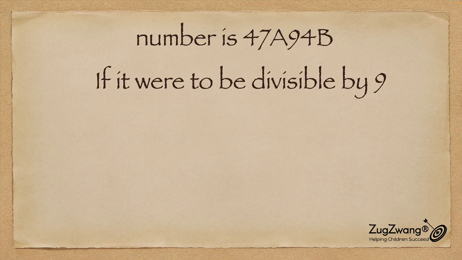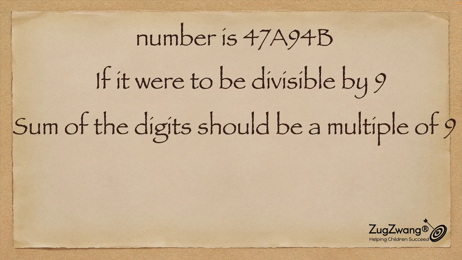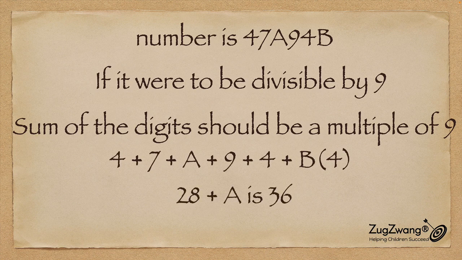You still can't narrow it down. So let's think about the next one. This same number also has to be divisible by 9, and for a number to be divisible by 9, the sum of the digits should be a multiple of 9. Which means 28 plus A has to be 36, because 36 is the only number that's divisible by 9 and 3, which means A is 8.